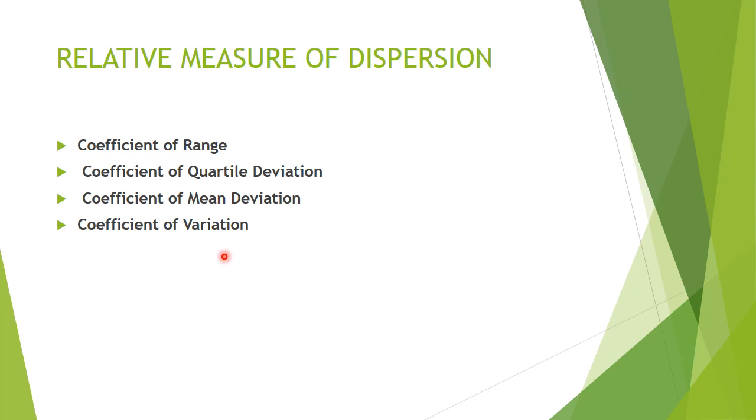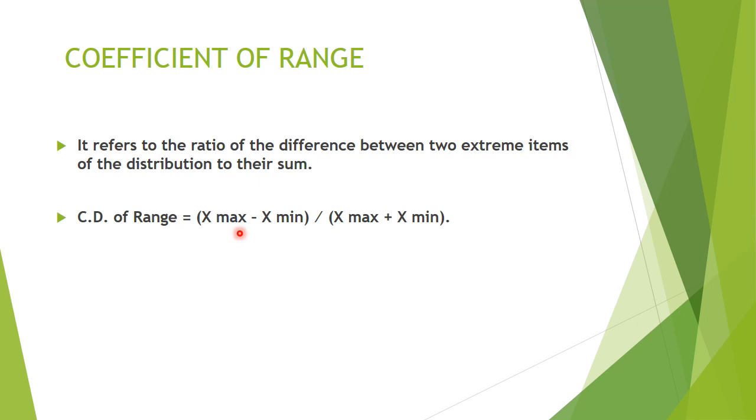We will study coefficient of range, coefficient of quartile deviation, coefficient of mean deviation, and coefficient of variation. First is coefficient of range. It refers to the ratio of the difference between two extreme items of the distribution to their sum. Coefficient of range is equal to x maximum minus x minimum upon x maximum plus x minimum. This is the formula of coefficient of range.